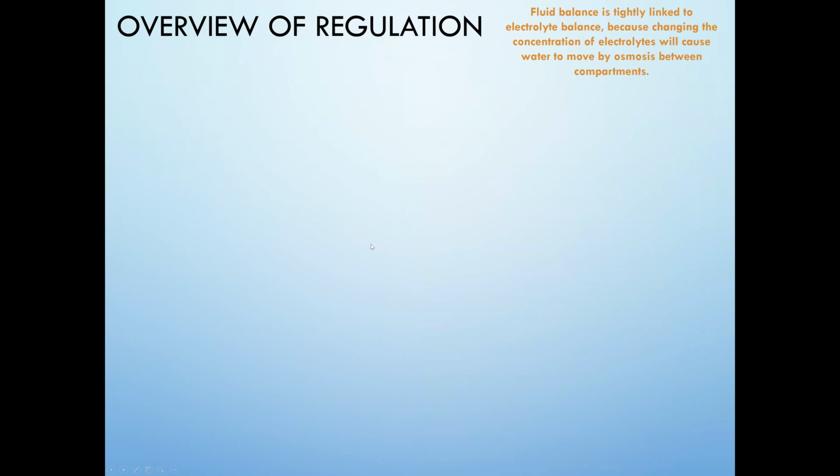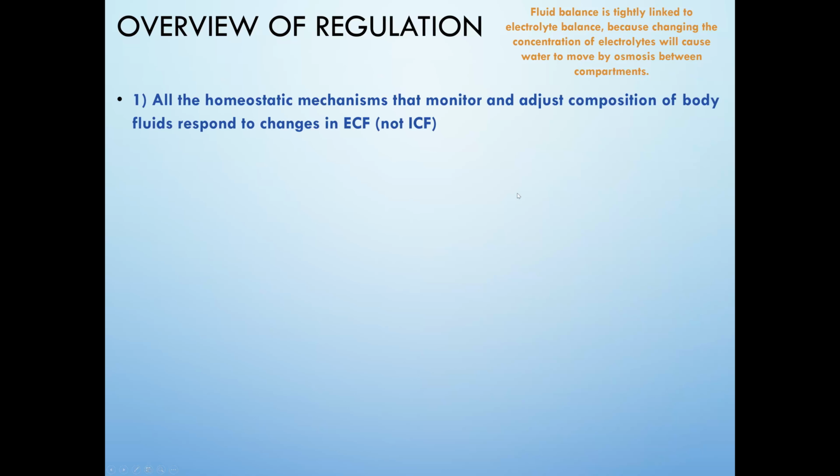So this is going to be an overview of the regulation of fluid and electrolyte balance, and we're talking about fluid and electrolyte balance together because fluid balance is actually tightly linked to electrolyte balance, because if you change the concentration of electrolytes, you will cause water to move by osmosis, which will then change the fluid balance. So fluid and electrolyte balance are very tightly connected. So there are 4 principles concerning the regulation of these two balances.